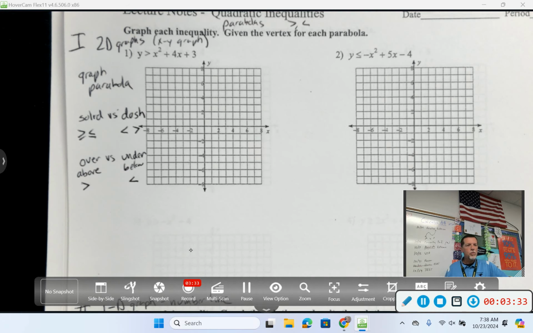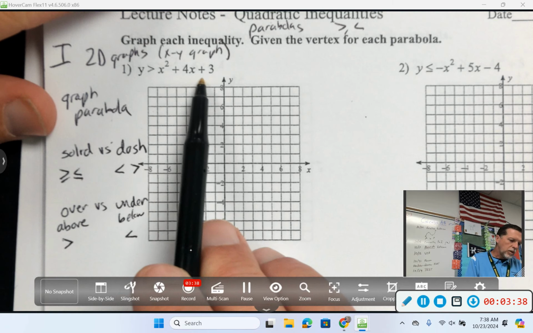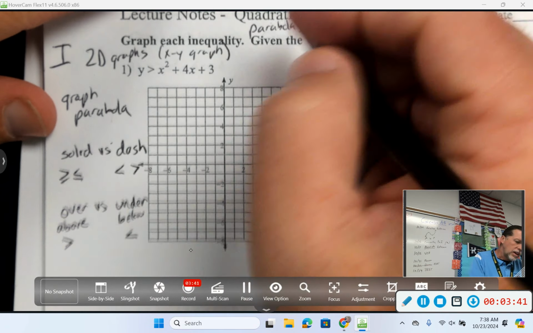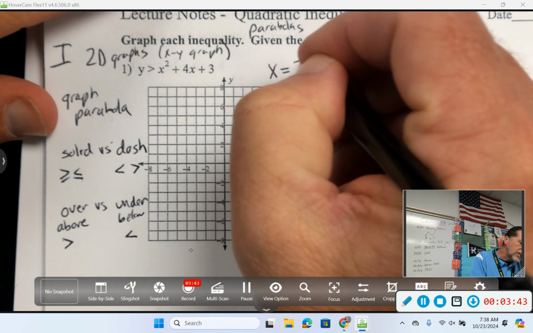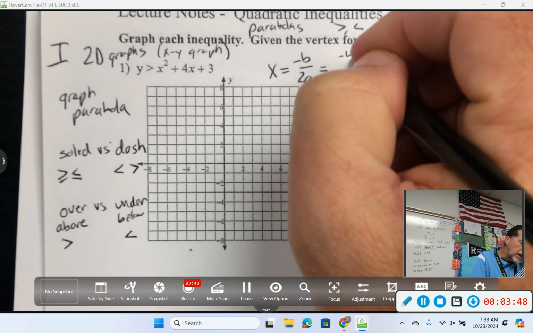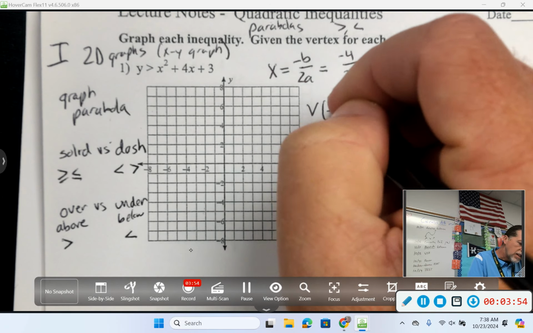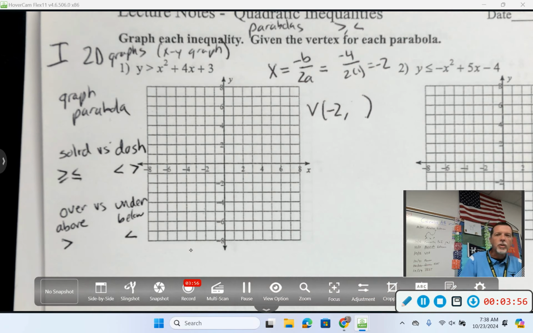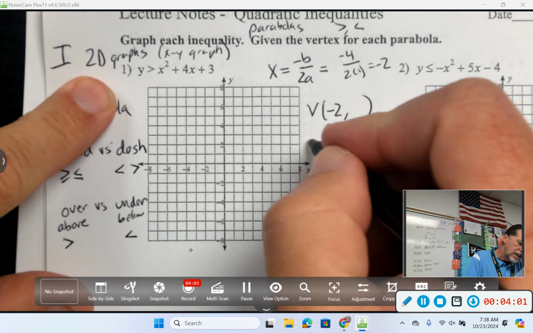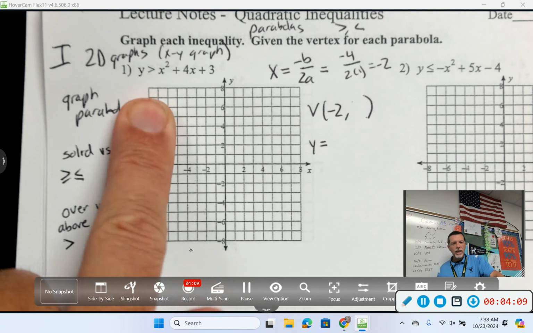Okay, so you already know the pieces. Let's just put it together for this one. X squared plus 4x plus 3. So the x coordinate of the vertex, negative b over 2a. So negative 4 over 2 times 1. So that's my x coordinate. How do I get my y coordinate? Plug it in. And I'm just going to switch to y equals, and I just know that this will be dashed, and I'll shade above when I get there.